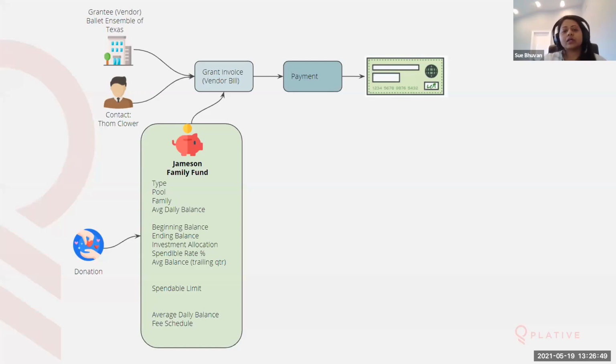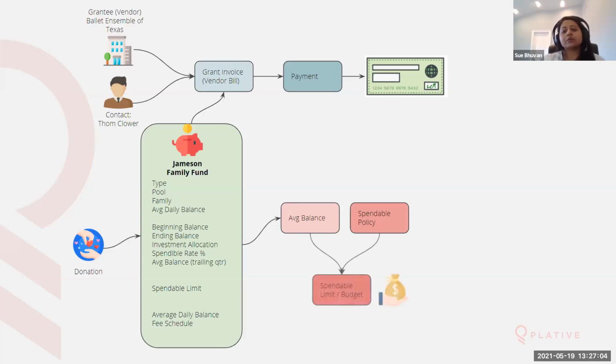Also note that NetSuite will calculate and store budget information for each fund by looking at the average balance of the fund or the net activity of the fund and the spending policy or the percentage limits that are attached to the fund for that year, and calculate a spendable budget. This can drive actual versus budget reports in NetSuite.